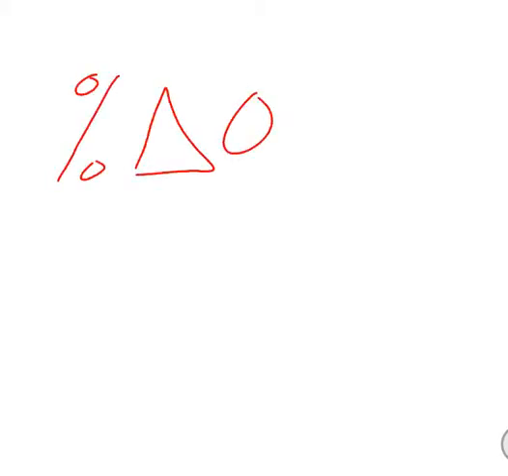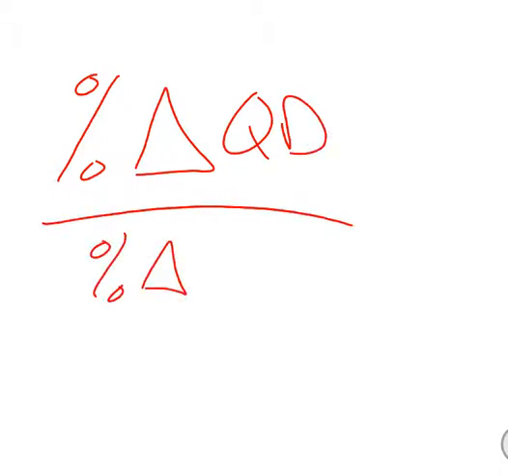The first one is for the elasticity of demand. So we got our percent change in quantity demanded. Okay, it's going to go over the percent change in price. All right, so make sure that you have that written down. That's how you figure out your elasticity of demand.